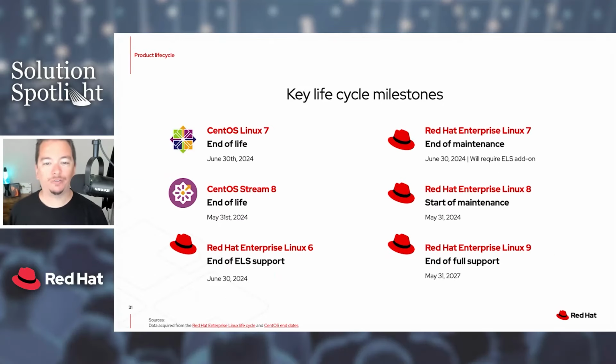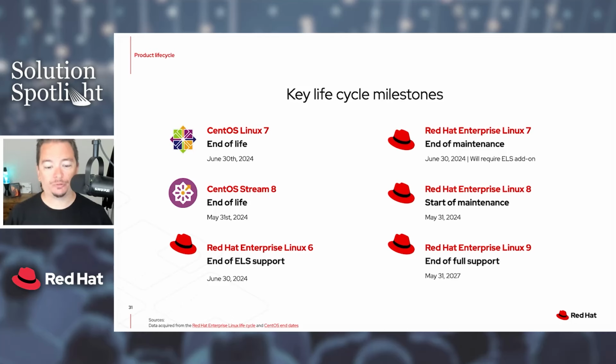Now, we are in the midst of what I affectionately call Techmageddon 2024. Basically, the entire enterprise Linux landscape is changing drastically over the next few months. First off, CentOS Linux 7 is going end of life on June 30th. CentOS Stream 8 has reached end of builds as of the end of May. Red Hat Enterprise Linux 6.